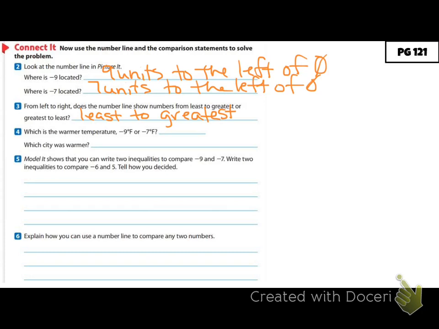Number 4, which is the warmer temperature, -9 or -7? The further right you go, the higher the temperature, so it would be -7 degrees Fahrenheit for the warmer. Which city was warmer? It would be Pittsburgh, Pennsylvania.